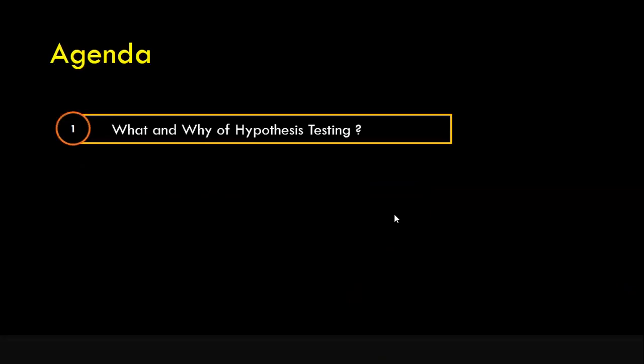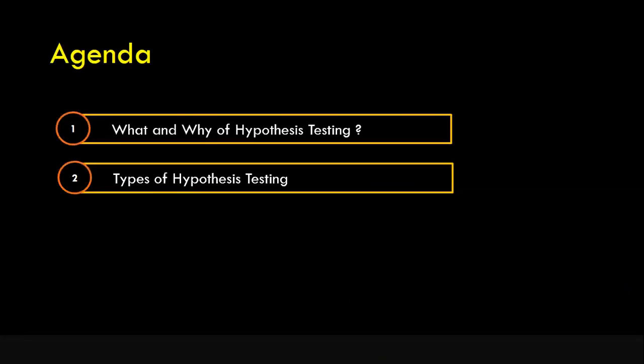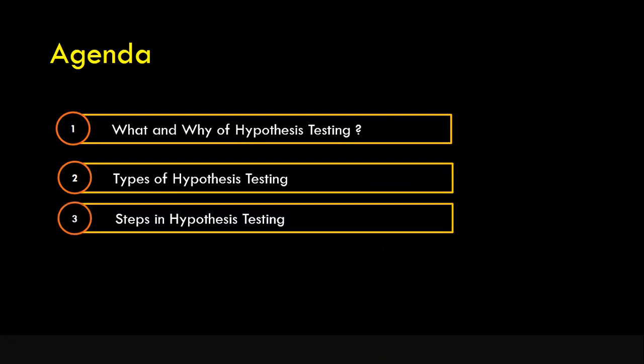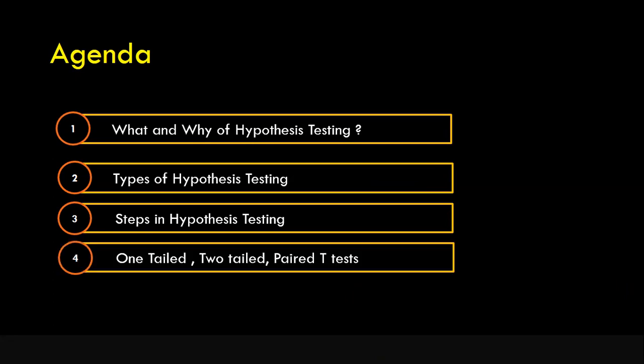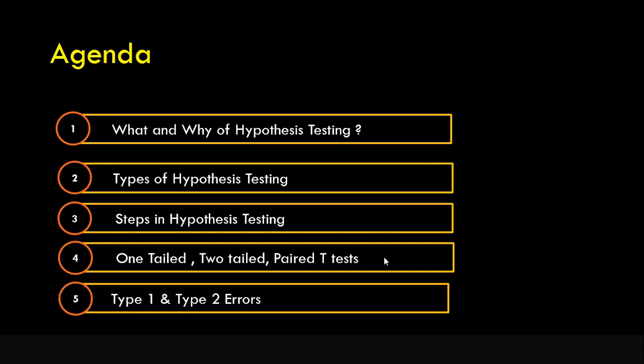As part of this topic, we will delve into the what and why of hypothesis testing, and then the types of hypothesis testing. Followed by that, we will see what are the steps involved in hypothesis testing. We will take a look at it step by step, and then we will look at what one-tailed, two-tailed and paired t-tests are, and then what type 1 and type 2 errors are all about. Now let's embark on the journey together.